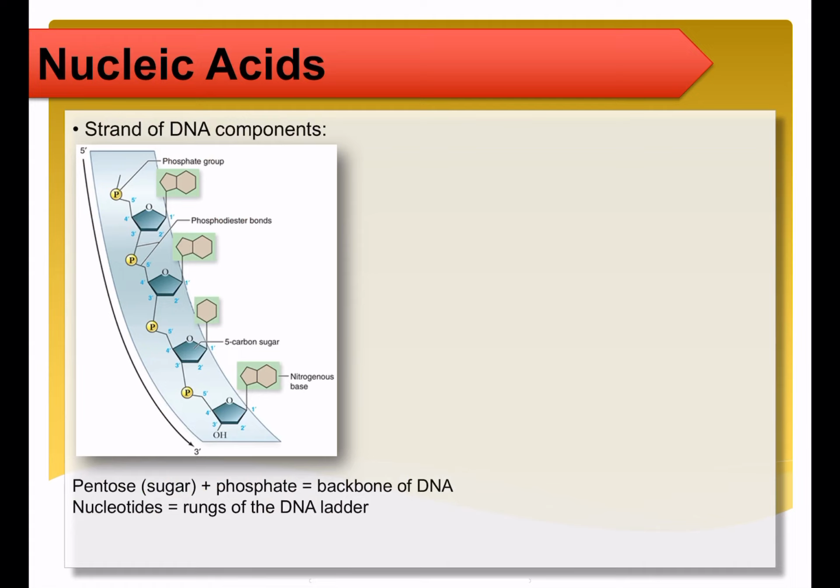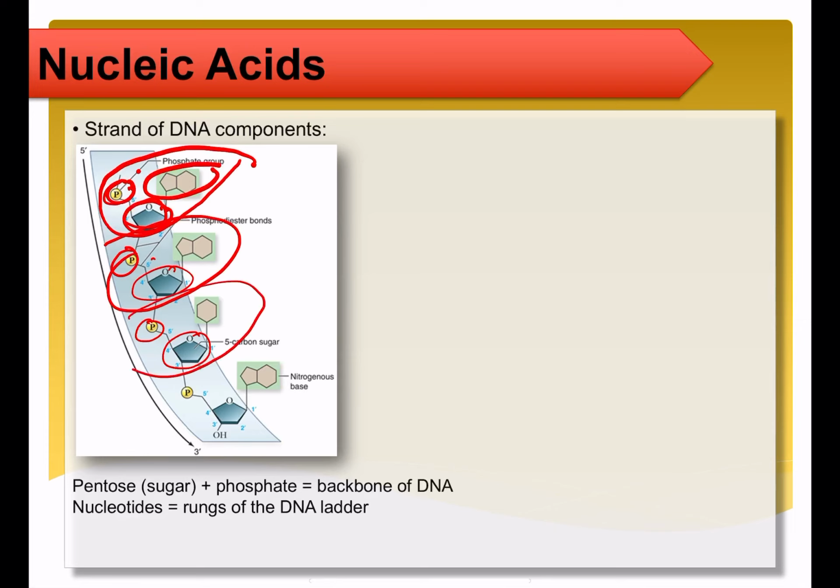So how do these nucleotide monomers come together to form a DNA or RNA polymer? What forms the backbone of the DNA molecule is the pentose and phosphate group that are contributed by each of these nucleotides. Remember, one nucleotide has a phosphate group, a pentose sugar, and a nitrogenous base. So the backbone of the DNA is an alternating pattern of phosphate, pentose sugar, phosphate, pentose sugar, phosphate, pentose sugar that is contributed by each of these nucleotides coming together.